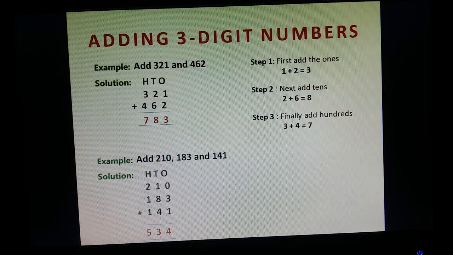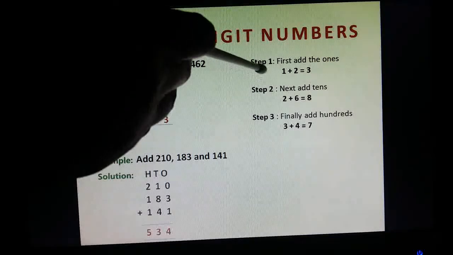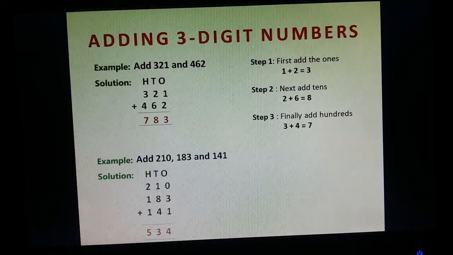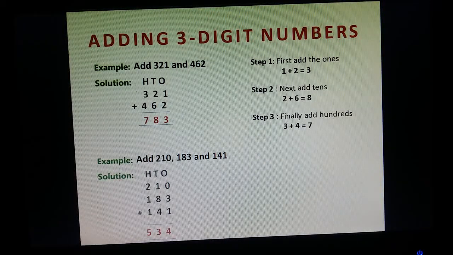So first of all, we will add the ones. As you can see on the right hand side, steps are given. Step 1 is first add the ones. After adding 1 and 2 we get 3, and we will write 3 under the ones place. Next add tens. After adding 2 and 6 we get 8. We will write 8 at the tens place, and finally we will add hundreds. So at the hundreds place we have 3 and 4. After adding 3 and 4 we get the number 7. So likewise, after following these steps we can add any 3-digit numbers.